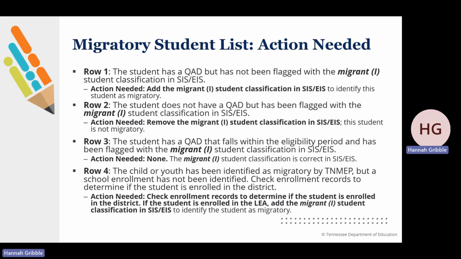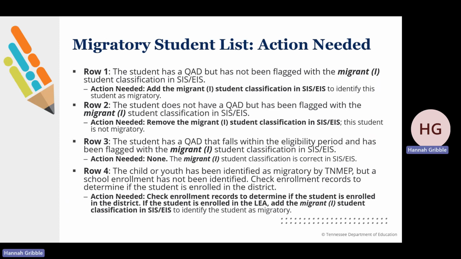The migratory student list action needed column. In row 1, the student has a QAD but has not been flagged with the Migrant I student classification in SIS or EIS. The action needed: add the Migrant I student classification in SIS, EIS to identify this student as migratory. On row 2, the student does not have a QAD, but has been flagged with a Migrant I student classification in SIS or EIS. Action needed: remove the Migrant I student classification in SIS or EIS. This student is not migratory.